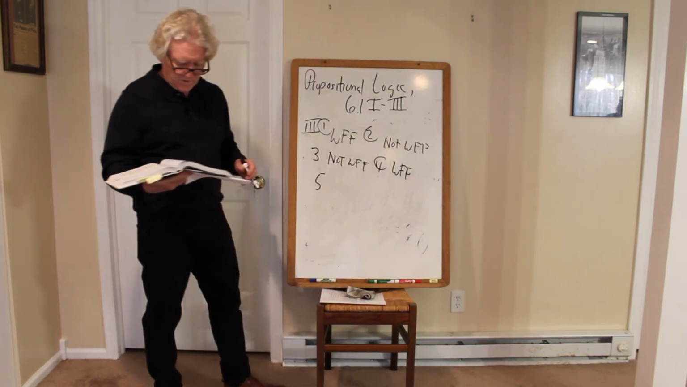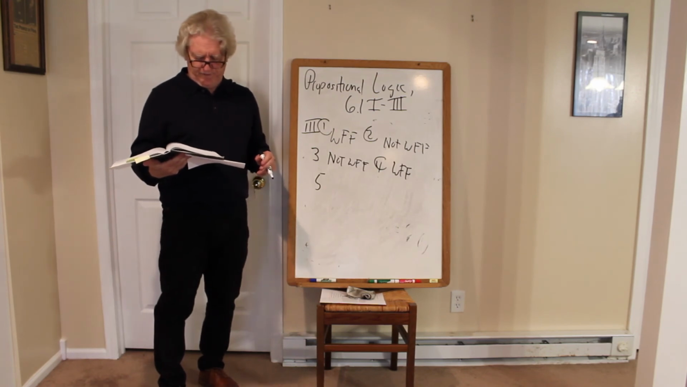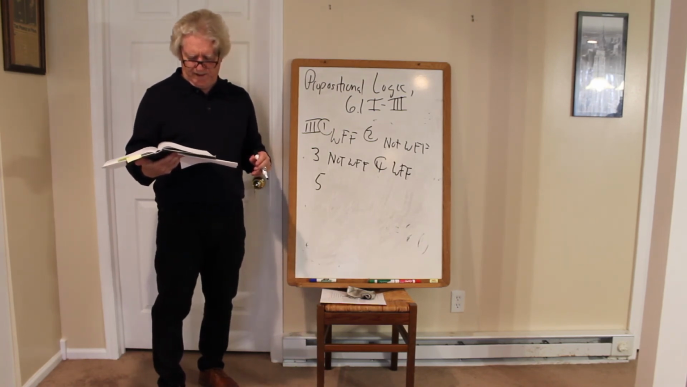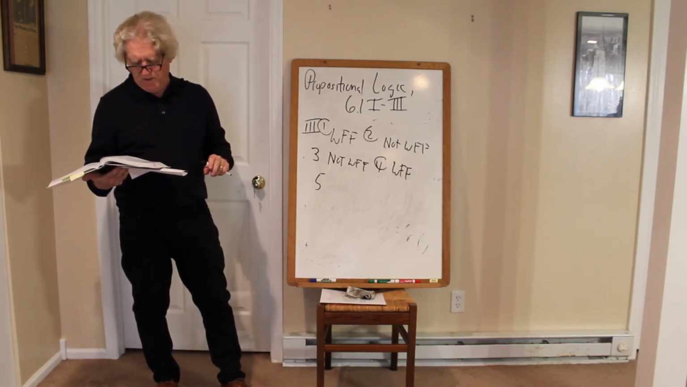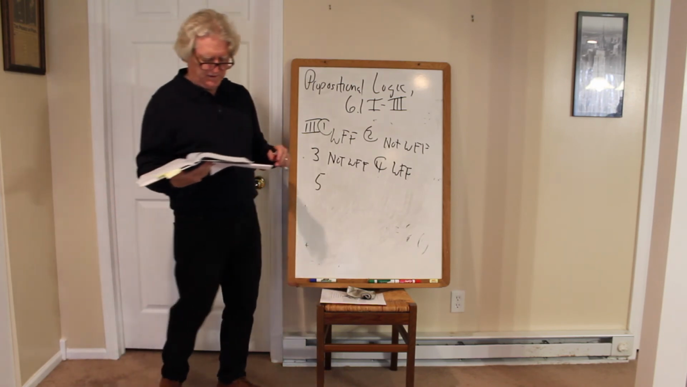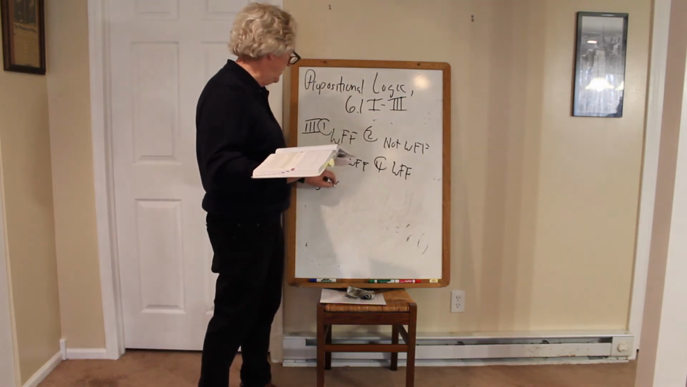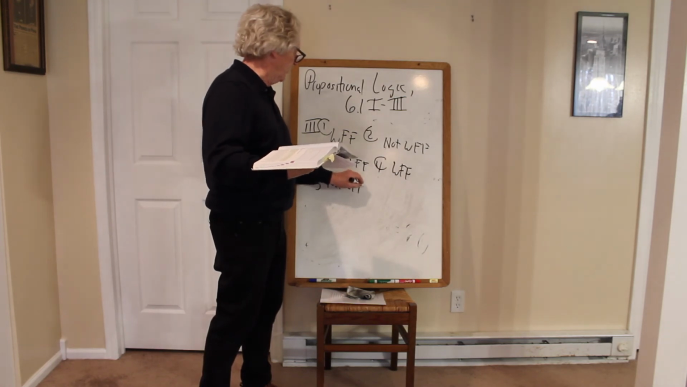5, F is equivalent to not Q, and A implies E or T. Well, that's not a well-formed formula. Does A imply E, or does A imply E or T? It's not clear, so it's not a well-formed formula.